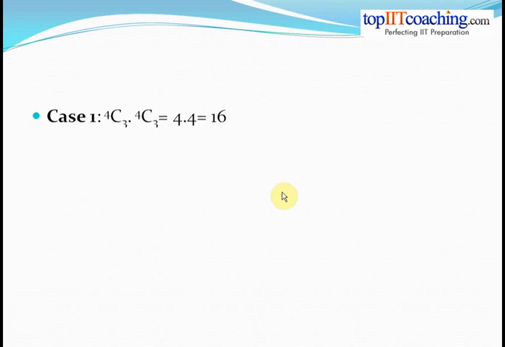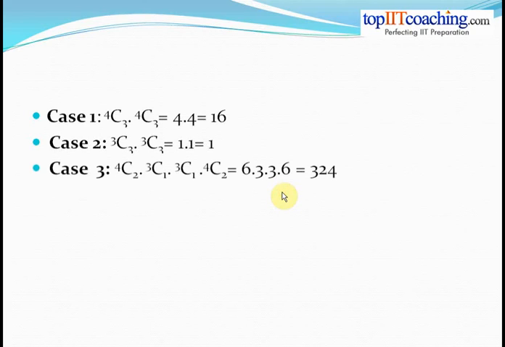For case number 2, 3 ladies have been invited and 3 gentlemen have been invited out of 3. So we have 3C3 into 3C3. For the third case, out of 4 ladies, 2 ladies have been invited by the man, and out of 3 gentlemen, 1 gentleman has been invited by the man. Similarly, the wife invites 1 lady out of 3 ladies and 2 gentlemen out of 4 gentlemen. This can be done in 6 into 3 into 3 into 6, that is equal to 324 ways.